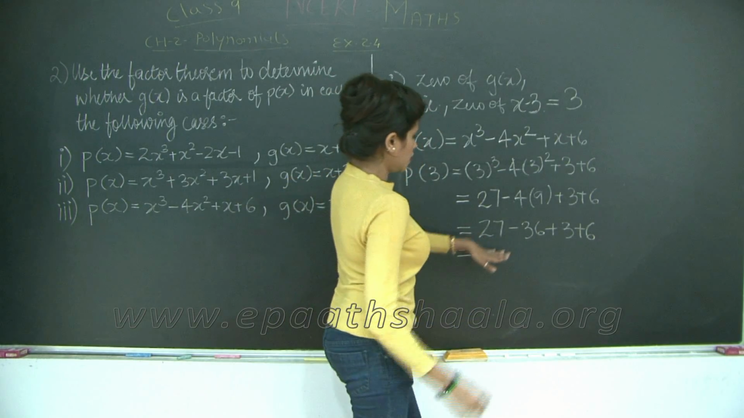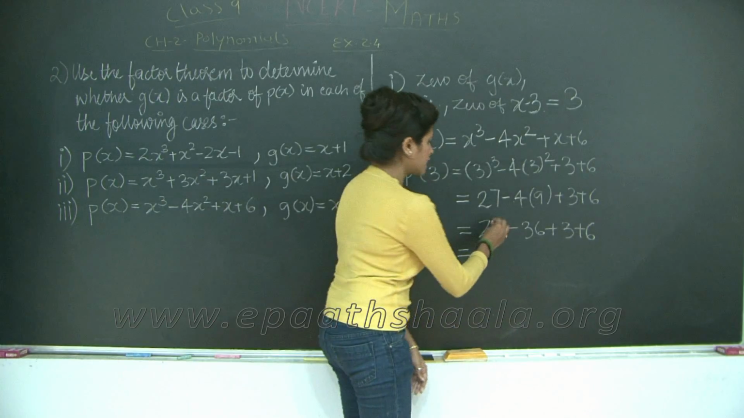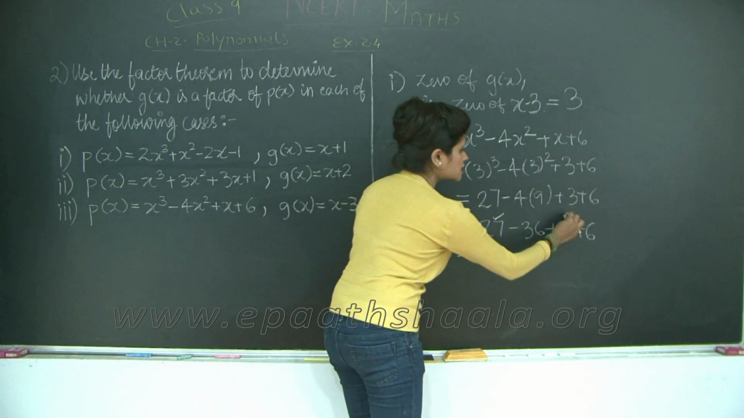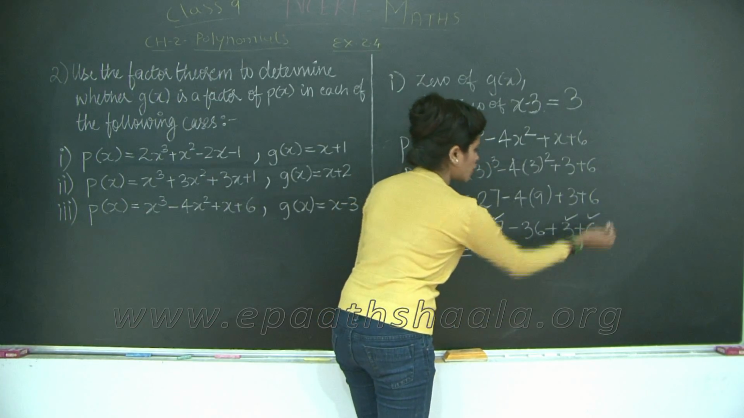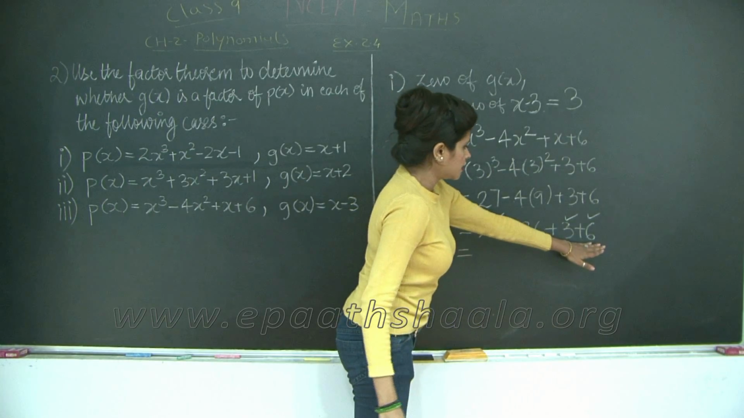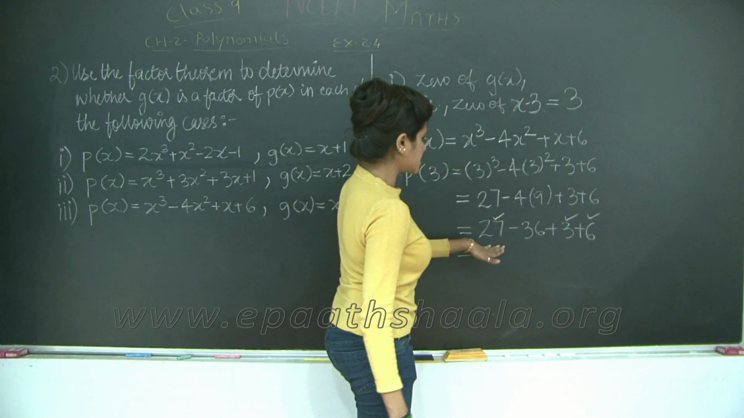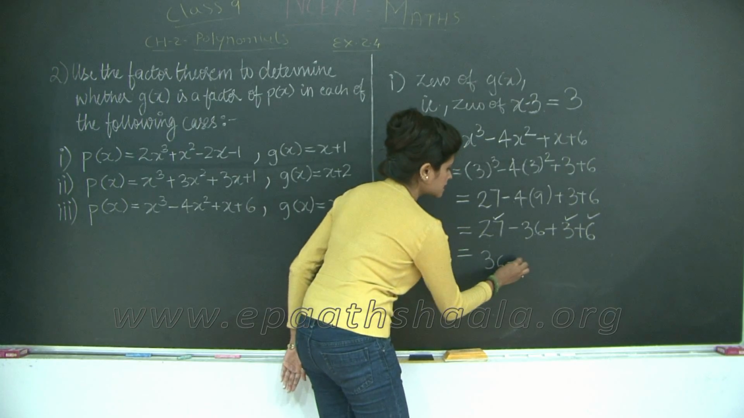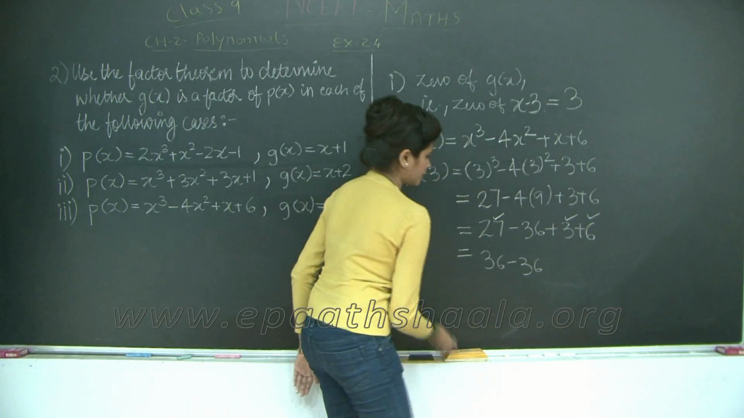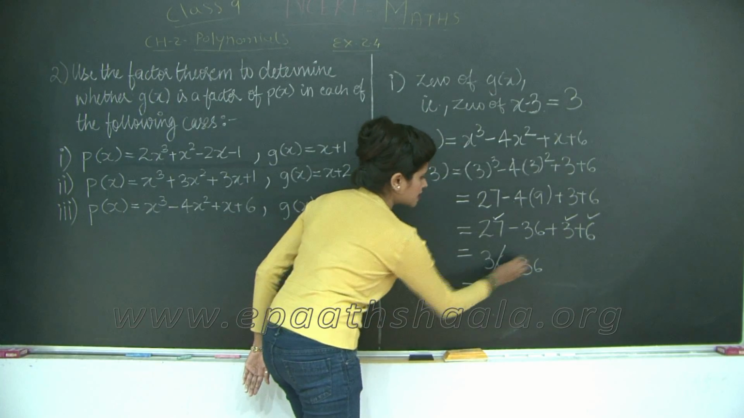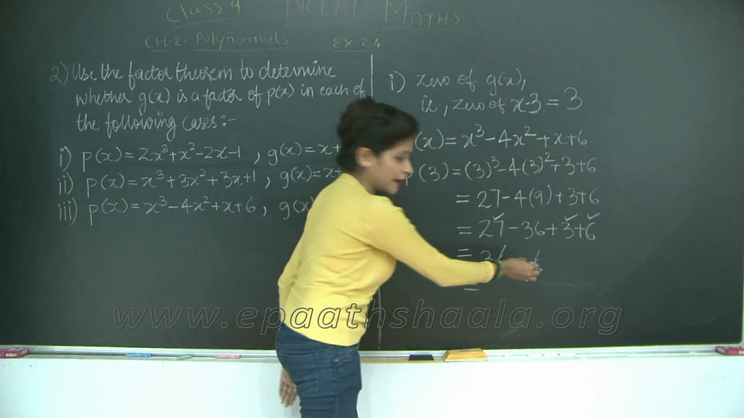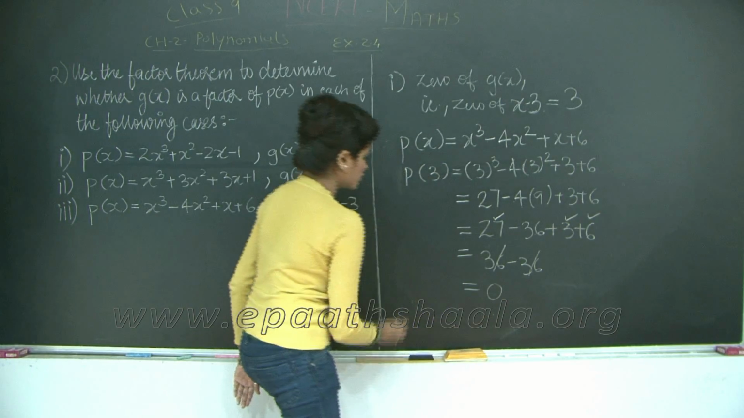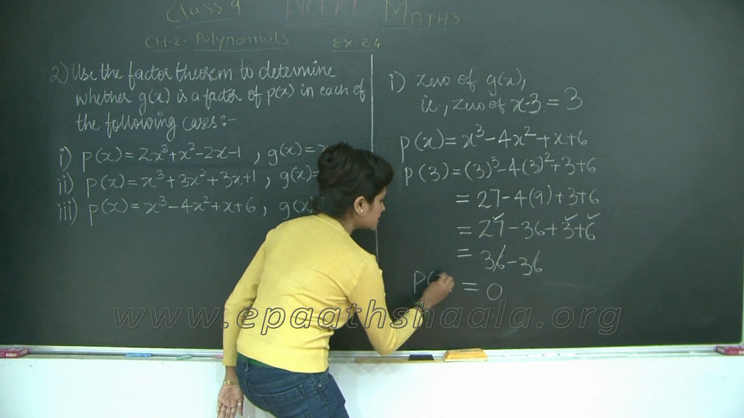Okay. So, I am going to take the like terms and add them. 27 is positive, 3 is positive and 6 is positive. So, 6 plus 3 is 9, 27 plus 9 is 36 and I will write down minus 36 as it is. This cancels out, plus 36 and minus 36, so you get 0. Therefore, P of 3 is 0.